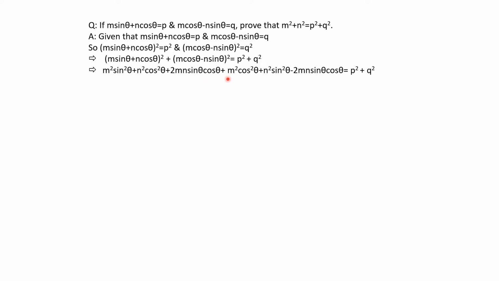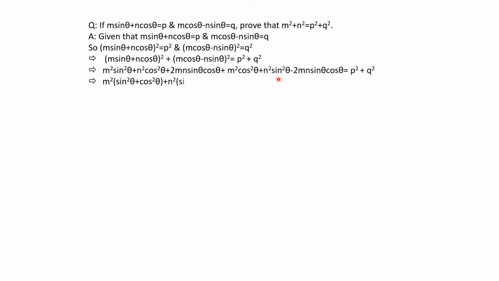Here 2mn sin theta cos theta and minus 2mn sin theta cos theta can be cancelled, and in both these cases we can take m square common, m square sin square theta and m square cos square theta. Likewise, we can take n square common in n square cos square theta and n square sin square theta.